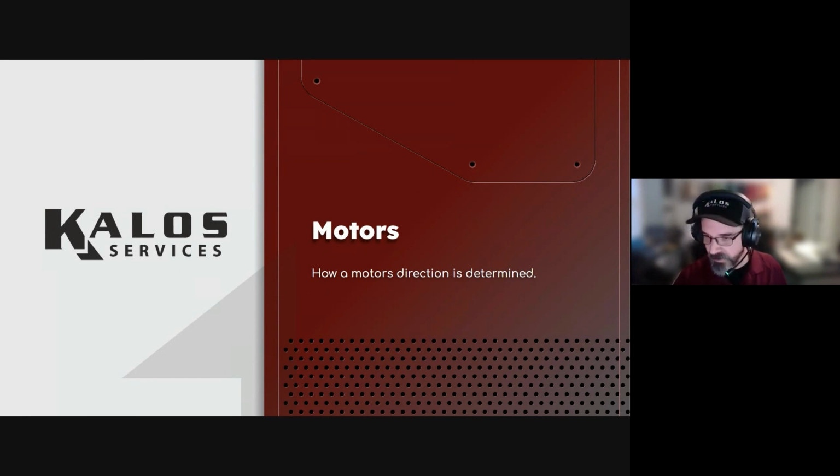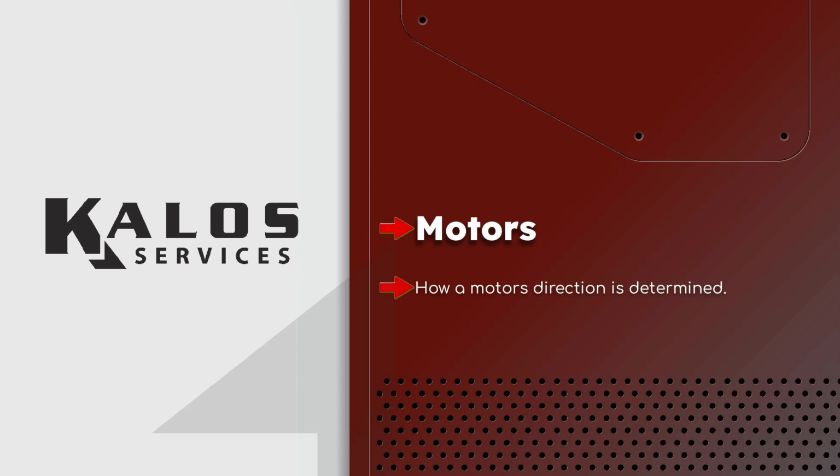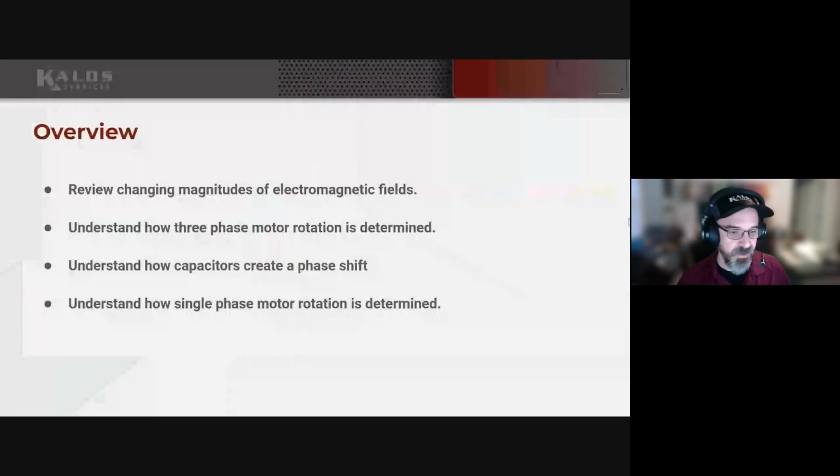Today we're going to be talking about motors and how their direction is determined. How come when we start a motor, it doesn't just turn in a random direction, but it's deterministic which direction the motor is going to spin when we run it? And also there are some pretty good distinctions about how that's accomplished in a three-phase motor versus a single-phase motor.